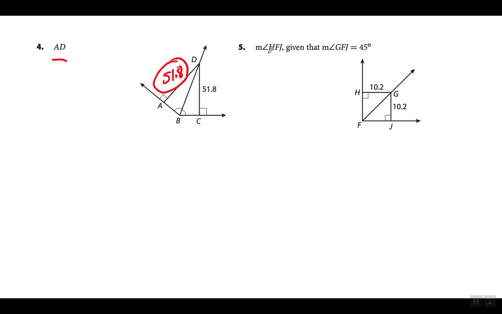And then on this one, find the measure of angle HFJ, given that the measure of angle GFJ is 45 degrees. Okay, so if this one's 45 degrees, this one's also 45 degrees. So the entire thing has to be 90 degrees.